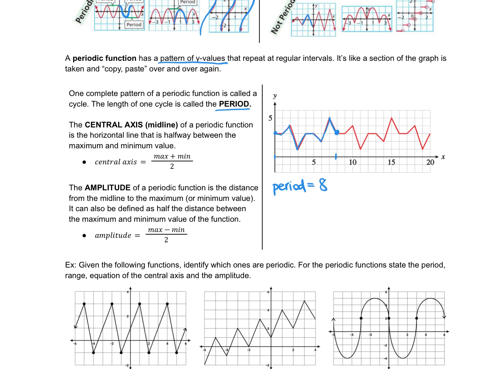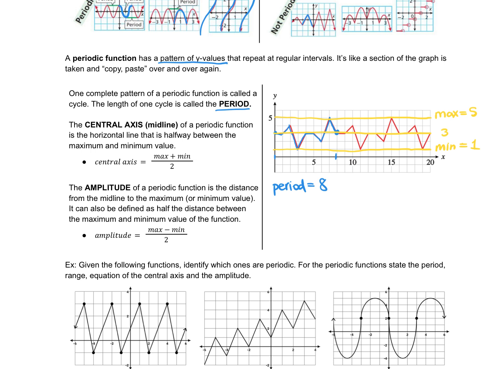Next, we have the central axis or the midline. It is a horizontal line that is halfway between the maximum and minimum. So before we look at that, I'm going to identify my maximum. My maximum is 5, and my minimum, this is as low as my function gets, is 1. Now I can see the halfway mark between 1 and 5 should be right here at 3.